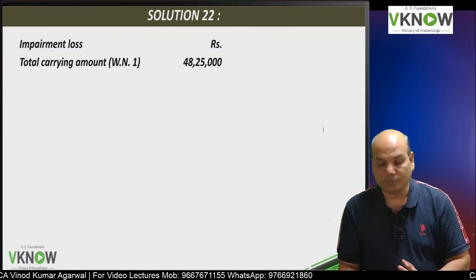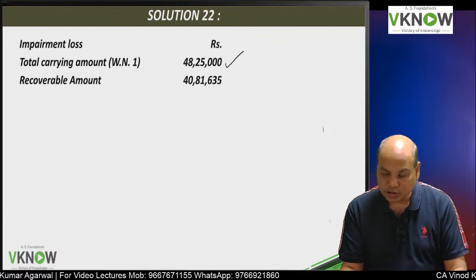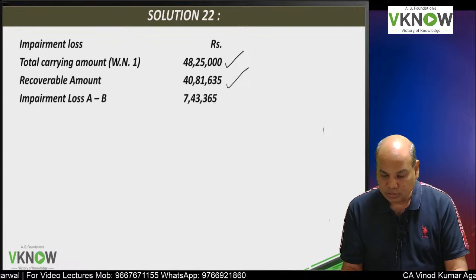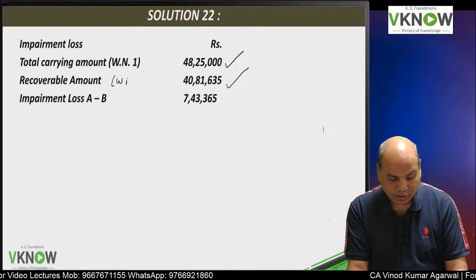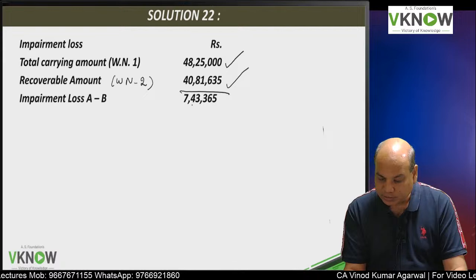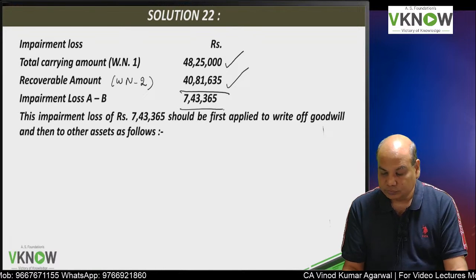So now I will compute impairment loss. Total carrying amount is given, 48,25,000. Recoverable amount is computed by us in the previous step, write in bracket working note 2, and therefore impairment loss is 743,365, the difference.